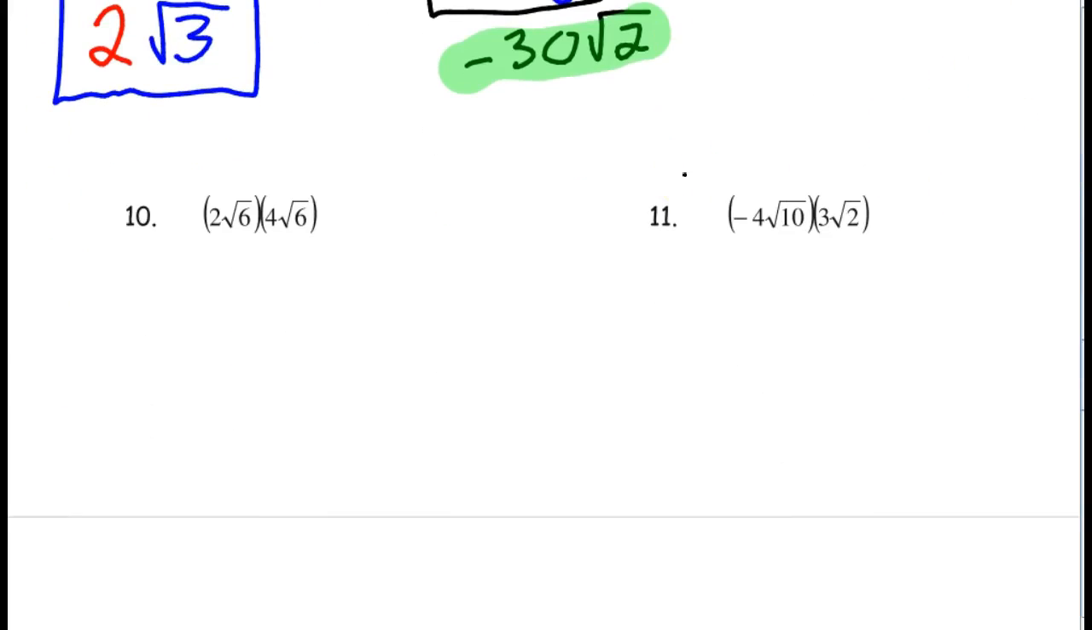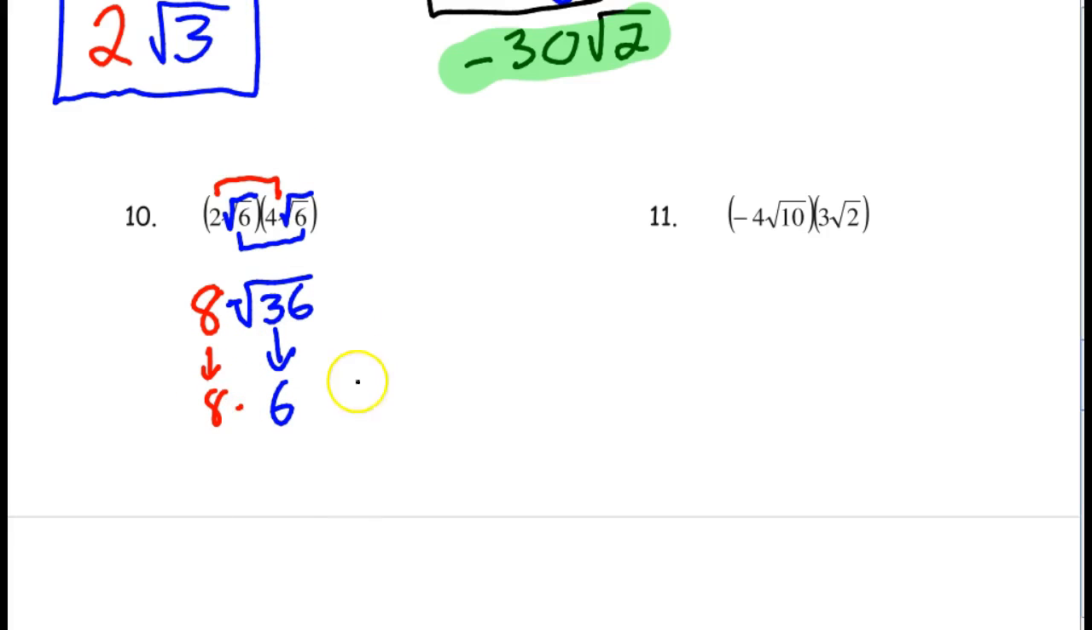All right, number 10. We got some rational, meaning non-radical part, and we have some irrational, the radical part. So let's multiply them together respectively. So 2 times 4 is 8. And 6 times 6 is square root of 36, right? 6 times 6 is 36, but since they have radicals, the answer's in a radical. But you again can take the square root of 36. It's 6. All right, so we have 8 times 6, which equals 48. Final answer.